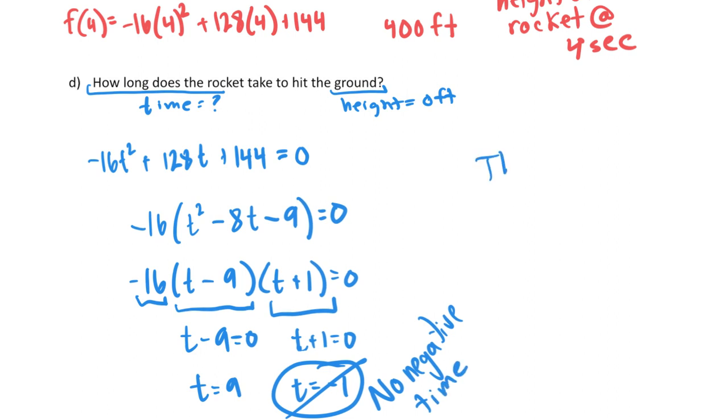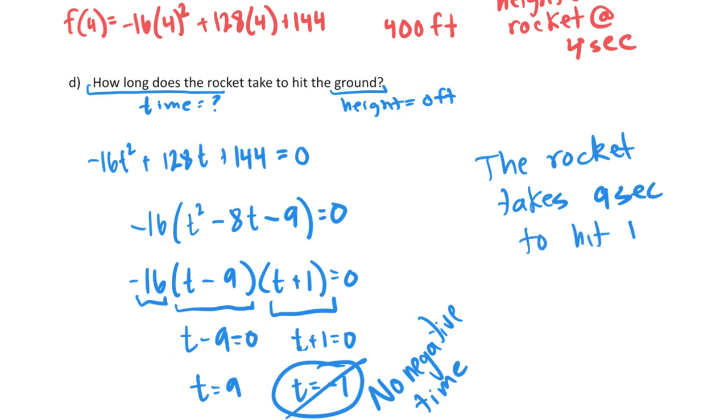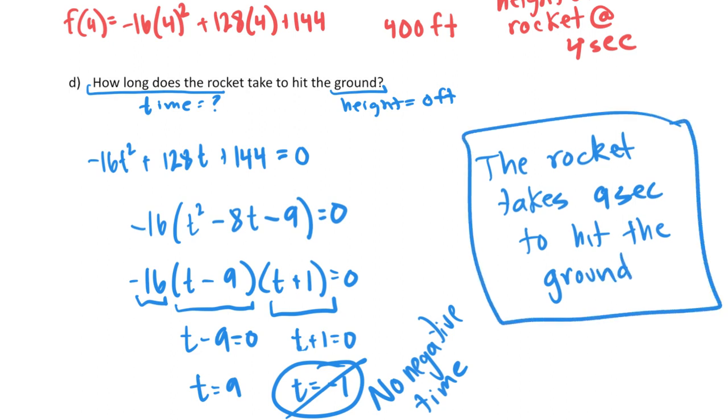So the rocket takes 9 seconds to hit the ground. And we're done with that. So always check your answers, make sure they make sense in the context we're solving.